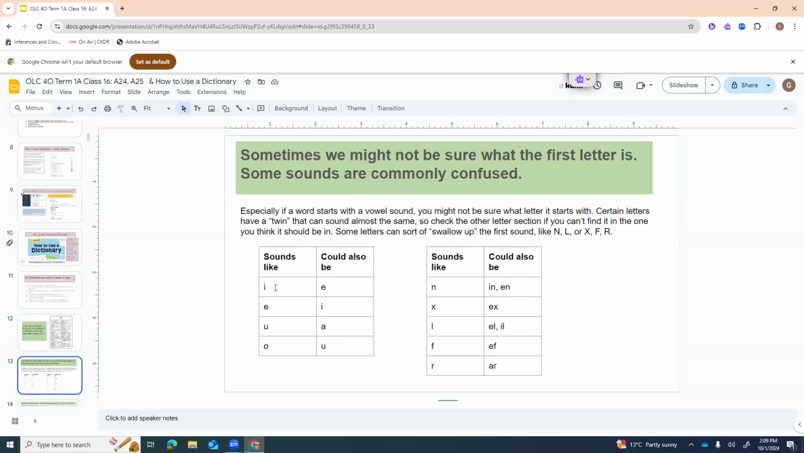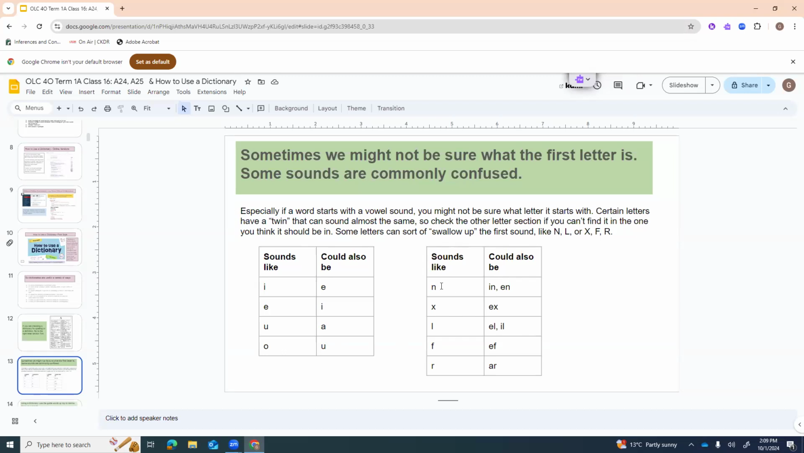So if it sounds like an I, like I, it could also be an E, like E, because those are so similar in our language. Same thing in reverse. If it sounds like E, it could actually be an I. For you could also be an A or A. The O could also be a U.